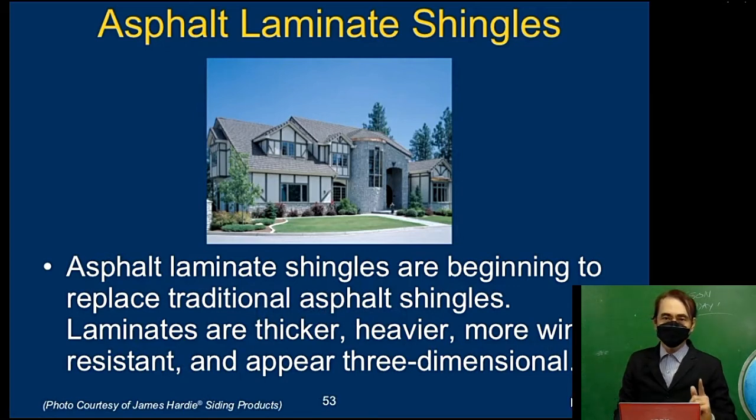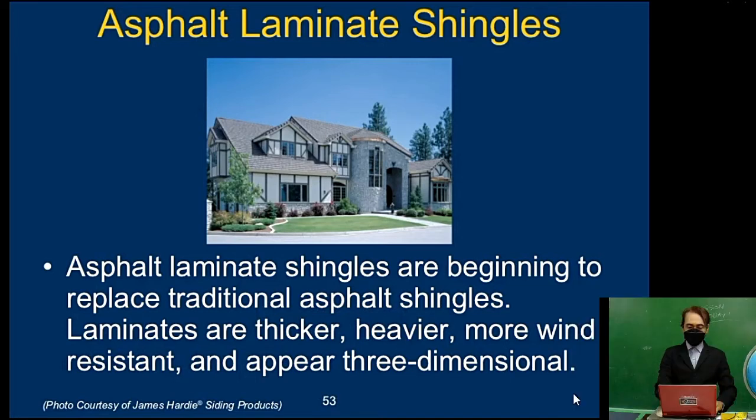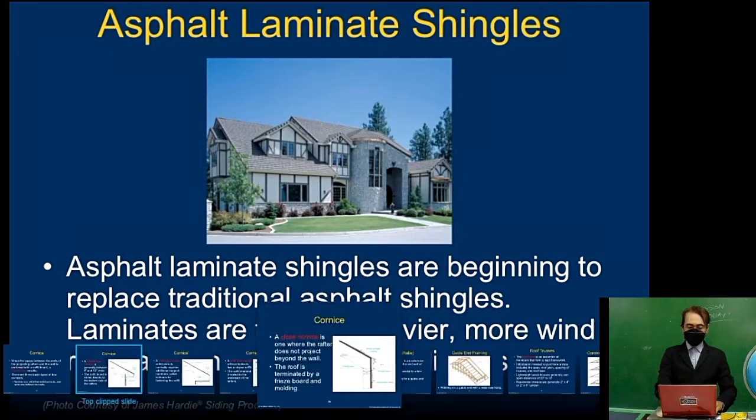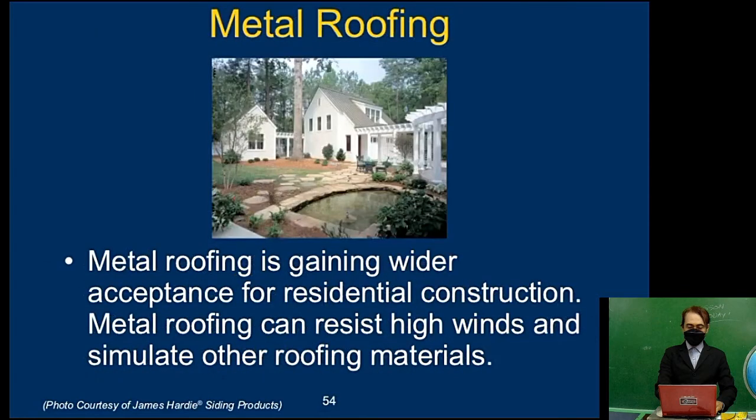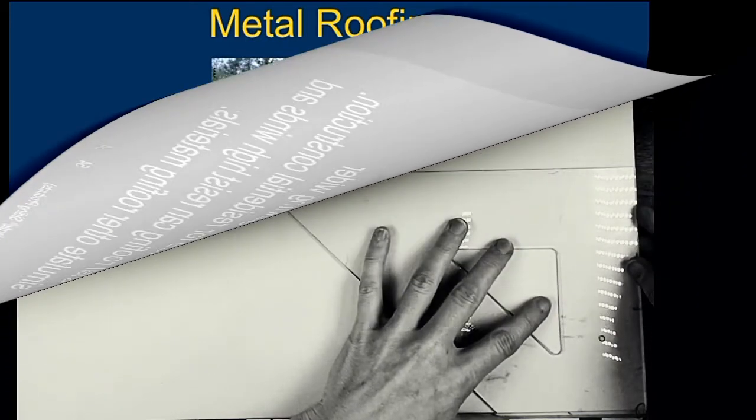Asphalt laminate shingles. Asphalt laminate shingles are beginning to replace traditional asphalt shingles. Laminates are thicker, heavier, more wind resistant, and appear three-dimensional. Metal roofing. The metal roofing is gaining wider acceptance for residential construction. Metal roofing can resist high winds and simulate other roofing materials.